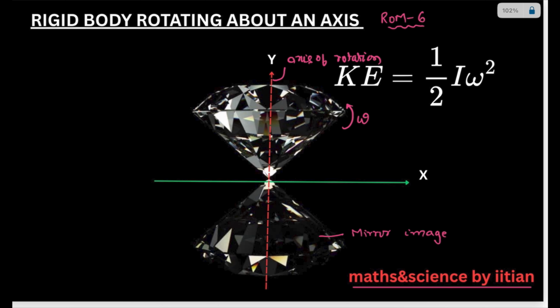And for this particular shape and mass, I is equal to the moment of inertia. Then kinetic energy is equal to half I omega square. This can also be written in physics as T. T, the kinetic energy, is equal to half I omega square. That's what we have to prove. This is the situation given, and this is the rigid body.